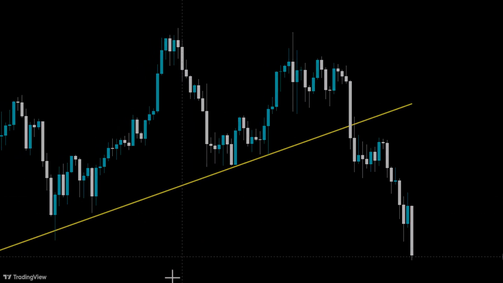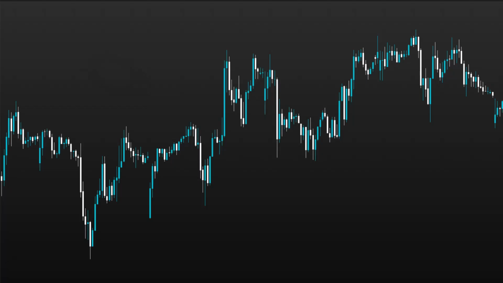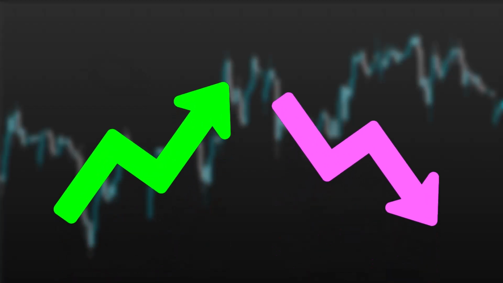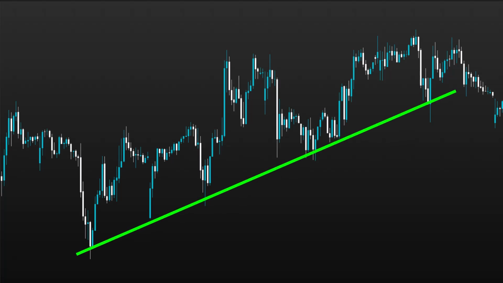Let's dive in. So, a trend line is a straight line that's drawn on a chart that connects two or more swing points in price, helping us identify the market's direction. Let's take a look at an example. On this chart, the price moves up and down repeatedly, creating fluctuations. With all these movements, how can we determine the market's overall direction? The answer is simple. We draw a trend line.